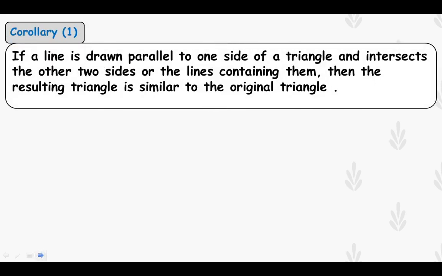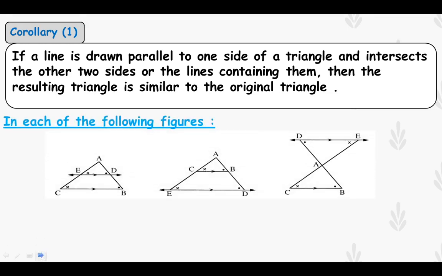Corollary 1. If a line is drawn parallel to one side of a triangle and intersects the other two sides or the lines containing them, then the resulting triangle is similar to the original triangle. Okay, let's understand this corollary together.